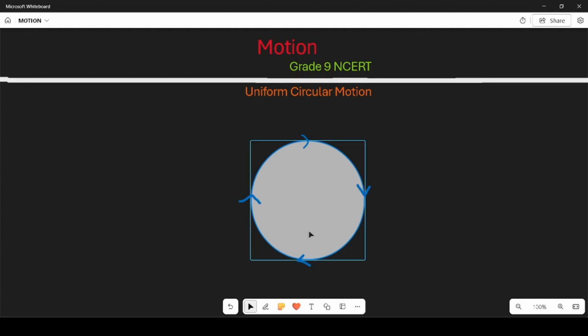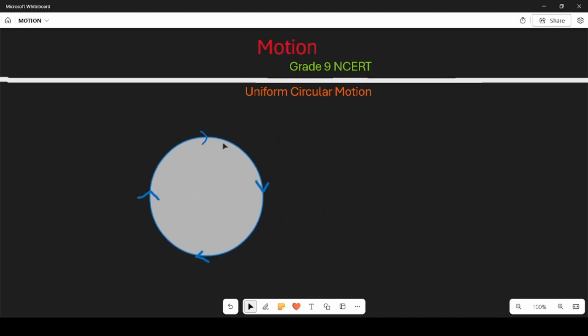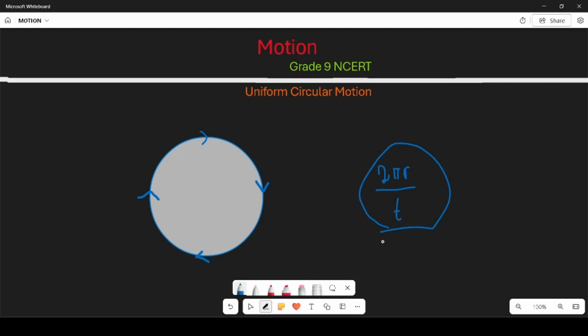And they have also given you a formula to calculate the speed of the person. Not speed, velocity, or it's the same as speed if you take the displacement. So it would be 2 pi r divided by time. This is the formula they have given you, and based on this they have given you a question, exercise question 1. That's also based on the same concept, 2 pi r divided by t.